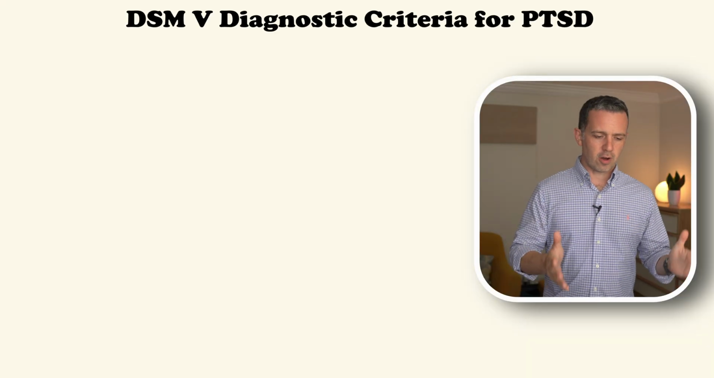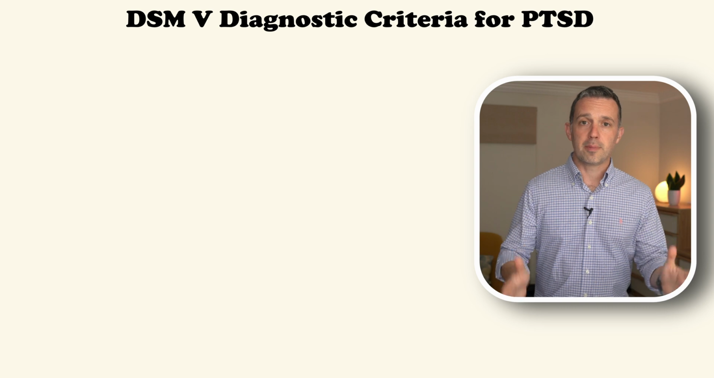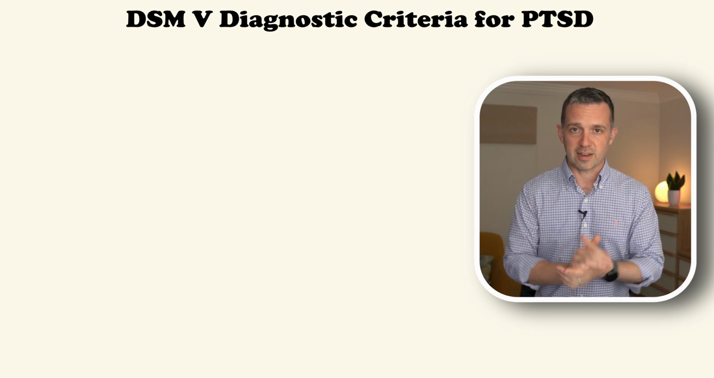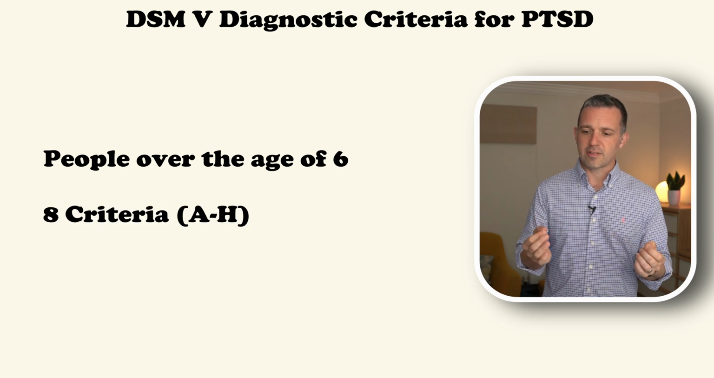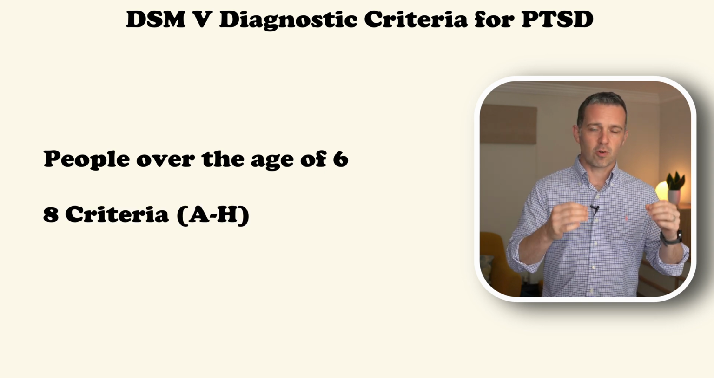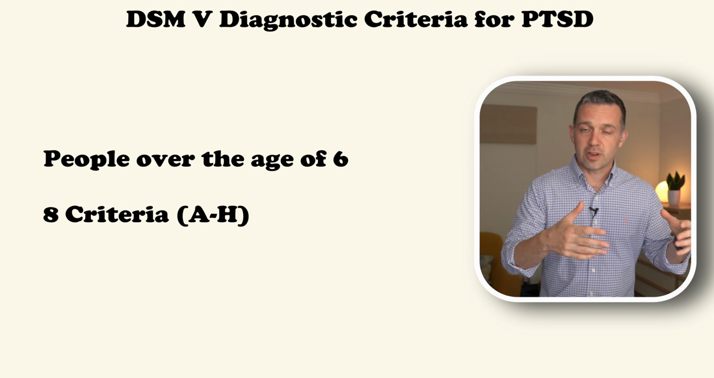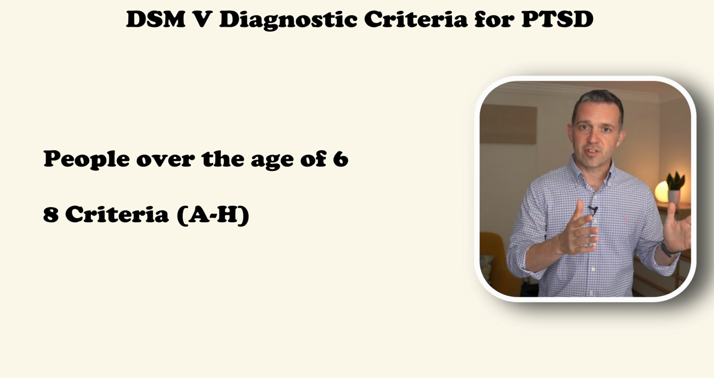So what I'm going to do is split this video into two parts. One part is going to be for the DSM criteria and the other part for the ICD criteria, because they are different. So let's get started with the DSM. This set of diagnostic criteria applies to people over the age of 6. And it's split into 8 different sections or criteria, which are denoted by the letters A to H.